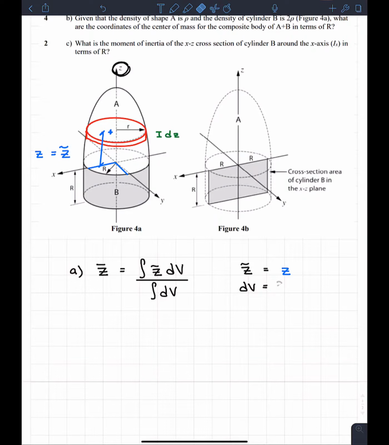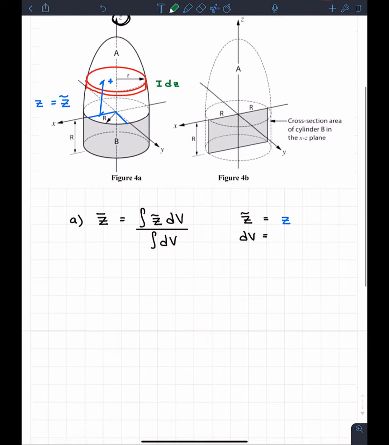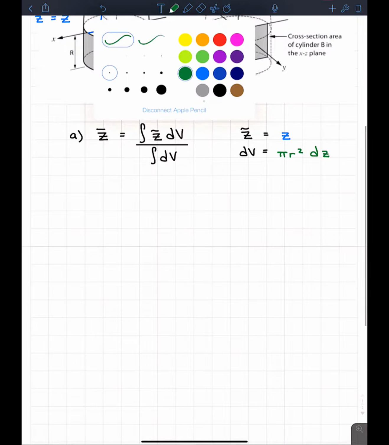So what I'm going to do is I'm going to erase this, because we know this is going to be the area of the circle times the height. So we got pi r squared multiplied by the height. But the height isn't just h, it's actually dz. So pi r squared dz. So just like this. So from here, what we can do is we can substitute everything into our integrals to figure out what we want to know.